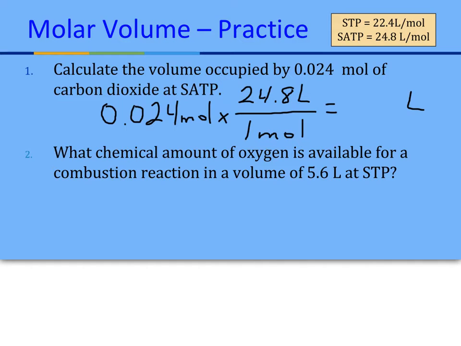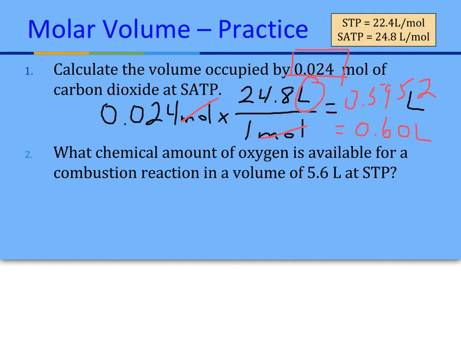And then when I'm doing unit analysis, my moles and my moles will cancel out, which means the only unit I have left is liters. So the answer that I get there is 0.05952. Significant digits wise, I need to give 2 because I had 2 in my question, which means I'm going to end up with 0.60 liters.